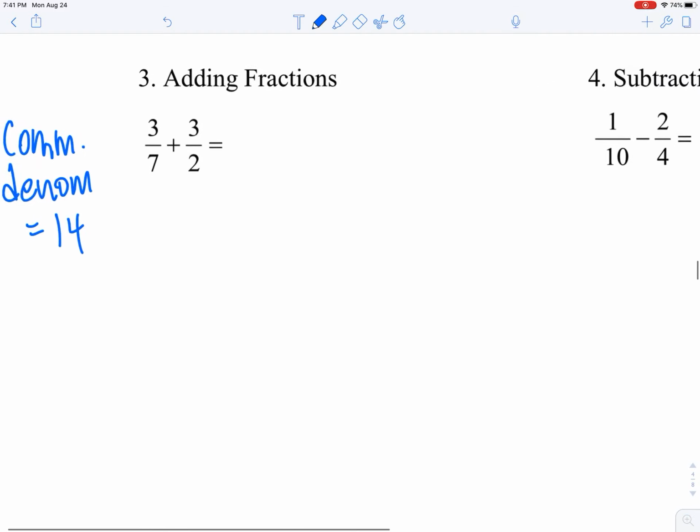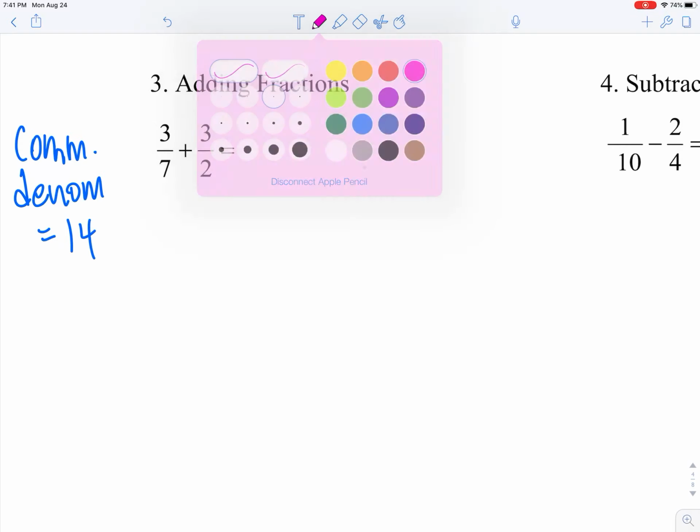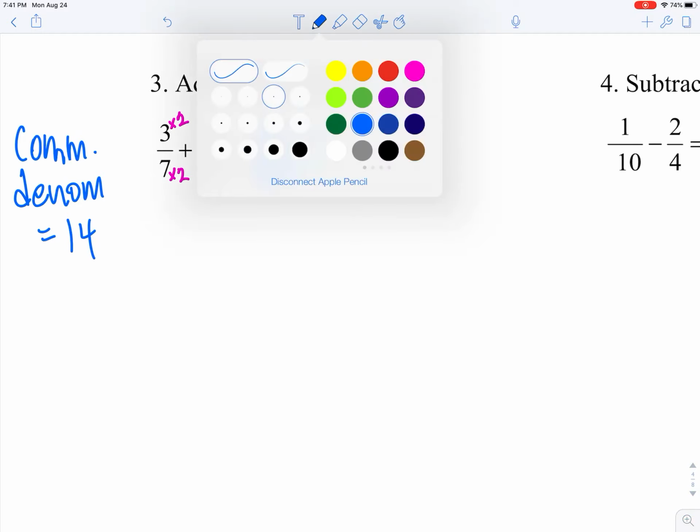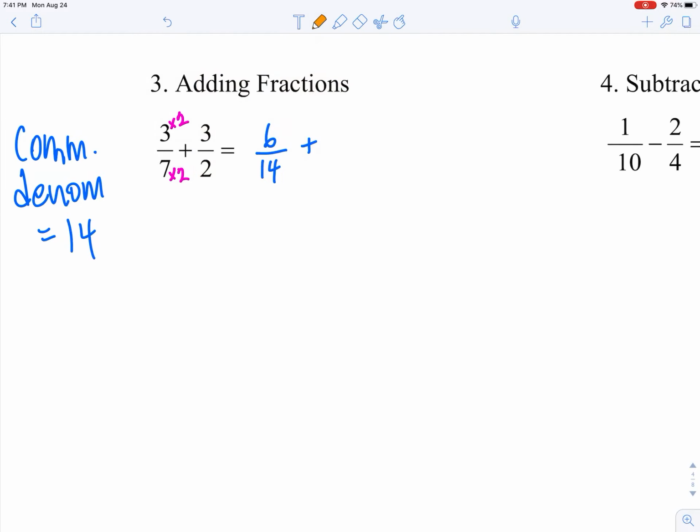So to get a denominator of 14 here, to get 7 to 14, I'd have to times it by 2. And whatever I do to the bottom, I do to the top. So I would get up top 6, on the bottom 14. For the second one, to get 2 up to 14, times it by 7. Whatever you do to the bottom, you do to the top. So 3 times 7, which is 21 over 14.